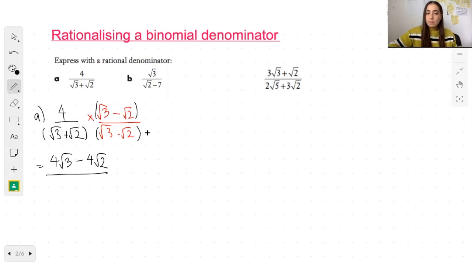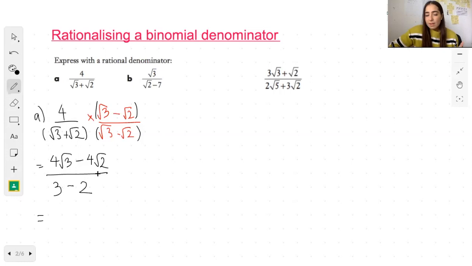If you look really carefully, what you notice about these two factors is that they create a difference of two squares. And so when you expand a difference of two squares, there's a little shortcut that you can use. All you need to do is square the first term. So the square of root 3 is 3. You put a minus in between, and then you square the second term. The square of root 2 is 2. And that's how you expand a difference of two squares.